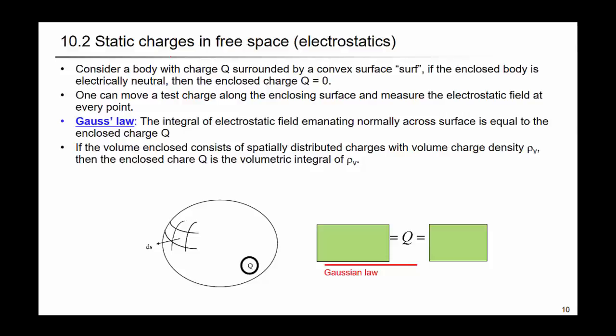Let's consider a body with a charge Q inside that's surrounded by a convex surface. If the enclosed body is electrically neutral, then the enclosed charge Q is 0. So if you have a surface surrounding a certain volume, and you have plus and minus charges neutrally balanced, then the net charge of this volume is 0.